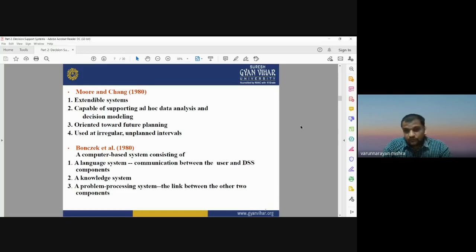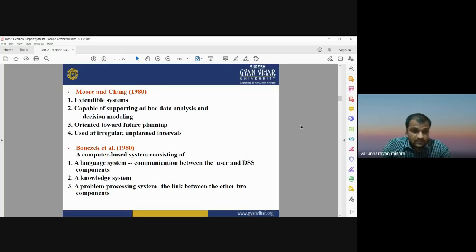When we are looking for future planning, like urban planning, and you are not able to take any decision, in that case a decision support system helps you to take the decision so that it will work for the future. It should be used at irregular, unplanned intervals.